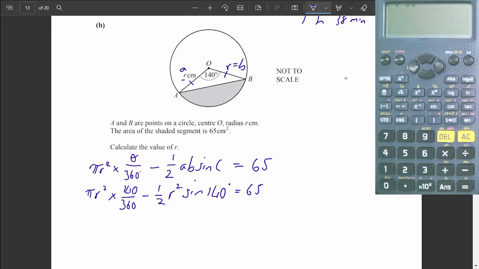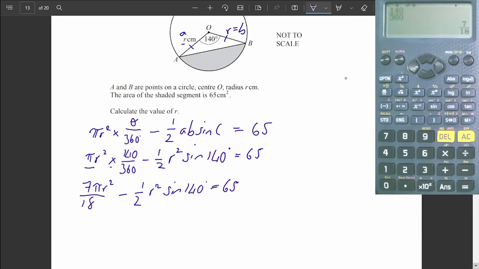Now we can start simplifying this. First of all, we have 140 over 360. Put that in a simpler form, and we multiply that with this, so that will simply be 7 over 18 times pi r squared. As well, we can work out sin 140, but it's going to give us a big decimal number, so it's more accurate to leave it the way it is.